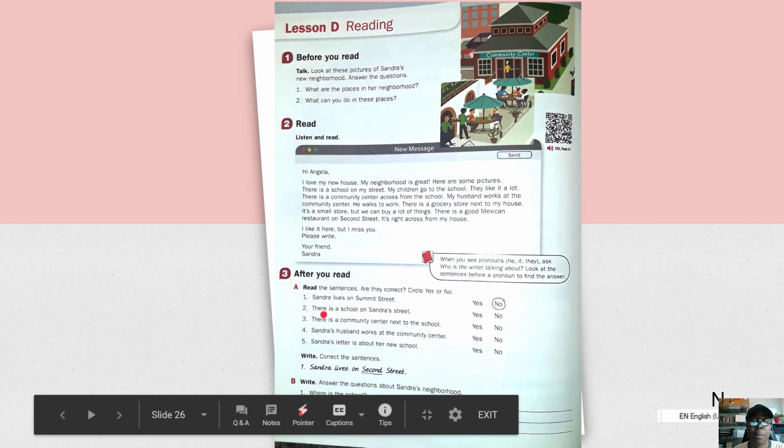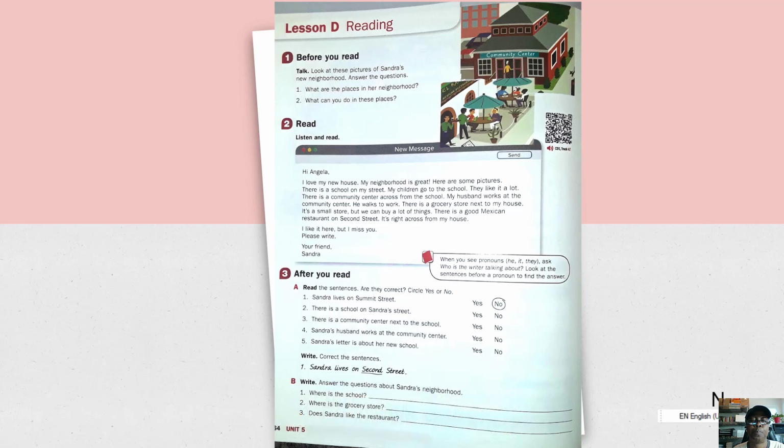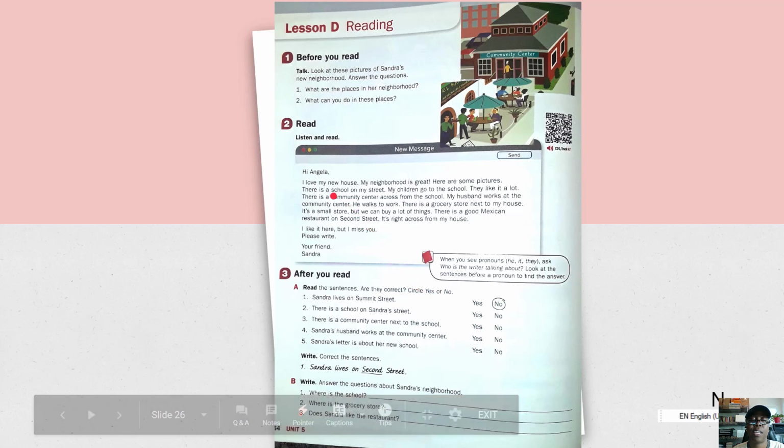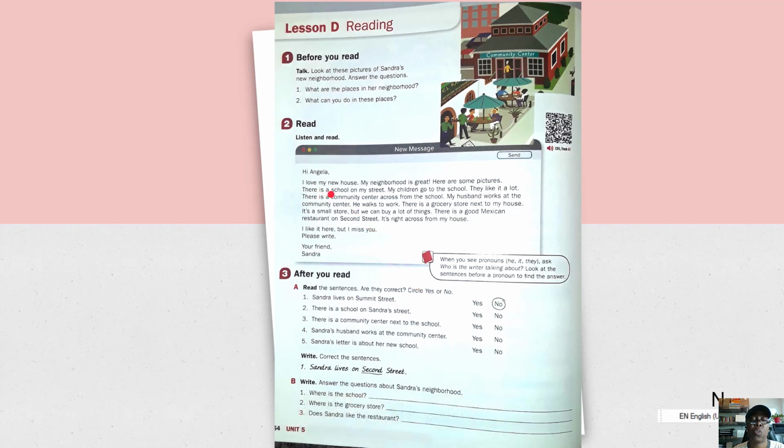Let's go to the next one, number 2. There is a school on Sandra's street. What's the answer to that? Well, the answer to that is going to be yes, because she says right here, there is a school on my street. So the answer for that would be yes.